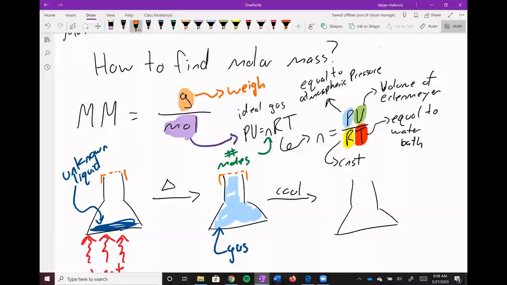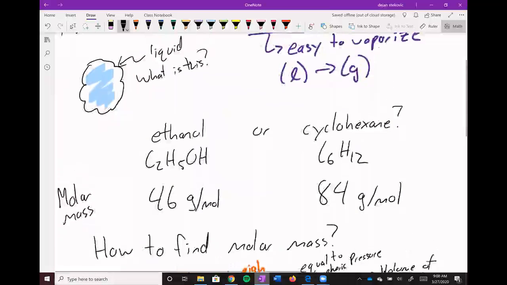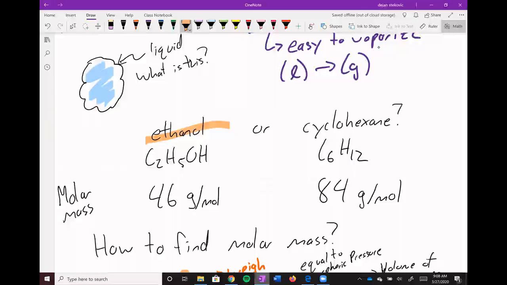And once we let this cool, this gas is going to go ahead and condense. And that's totally okay. It condenses kind of around the Erlenmeyer in little bubbles. That's totally okay. All the gas is still in there, so we can go ahead and weigh it. So we can take the weight of our Erlenmeyer with our liquid in it and our empty Erlenmeyer, subtract the two, and then we've got our weight. So we've got our grams from the gas properties. We've got our moles. Grams over moles, molar mass. So then you can calculate and answer the question of, is this ethanol or is this cyclohexane?